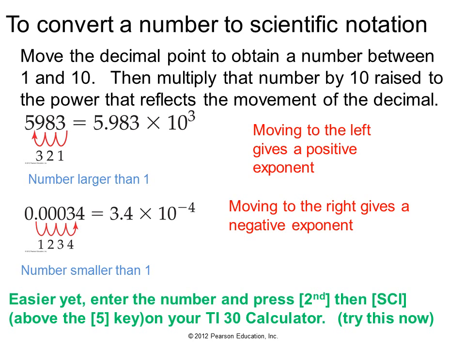Now, still easier yet would be to enter these numbers and press second and then SCI, which is above the 5 key on your TI-30X calculator, and you should get these results on your calculator.